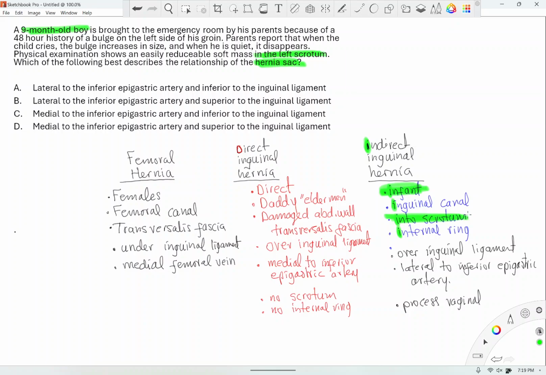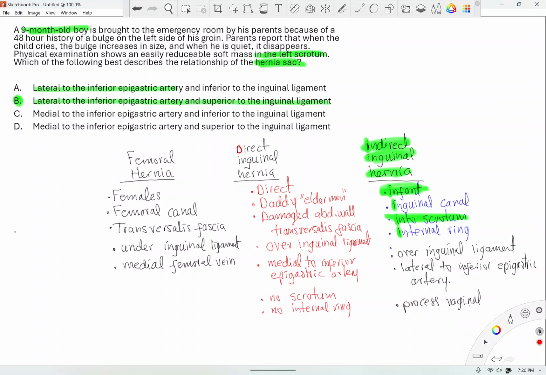Okay, let's look at the choices. So if it's an indirect inguinal hernia, let's highlight that it's lateral to the inferior epigastric artery. We know that indirect hernia is lateral to the inferior epigastric artery. So that's number one, lateral to inferior epigastric artery. This is also lateral to inferior epigastric artery. Now let's see which of these is true. So both are lateral to the inferior epigastric artery. Inferior to the inguinal ligament is femoral, superior to the inguinal ligament is indirect hernia. So the answer should be B.